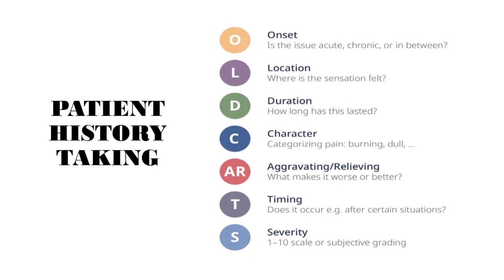Location: where exactly he's feeling this sensation. Duration: how long it is. It is from 1 or 2 days, 3 or 4 days, 1 month, on and off, how it is. Character: whether it's a burning pain, dull pain, throbbing pain, what kind of pain. Aggravating and relieving factors: what is making it worse and what is making it better.